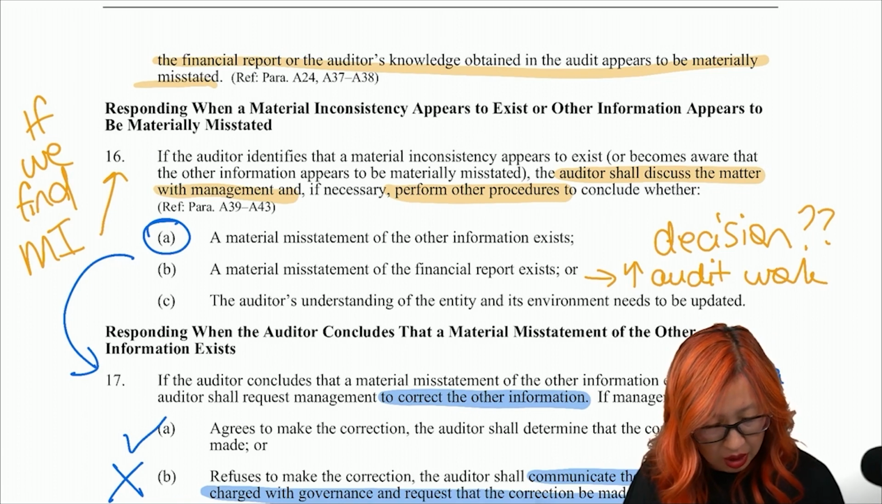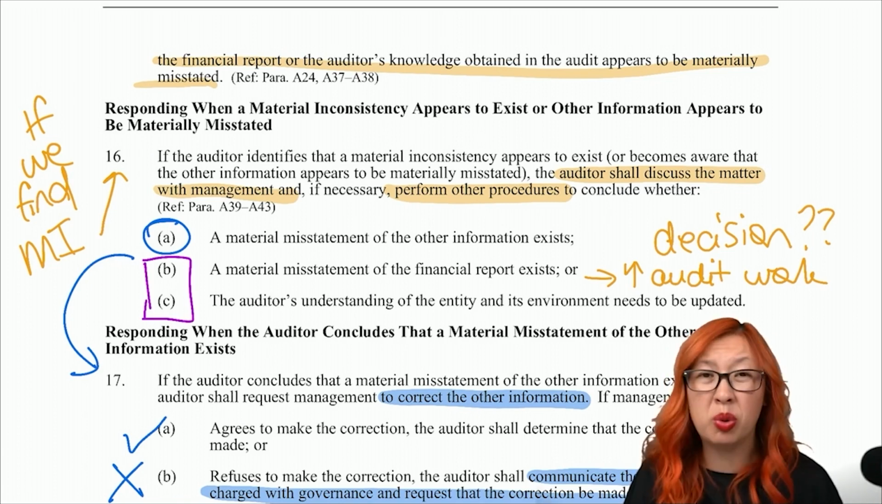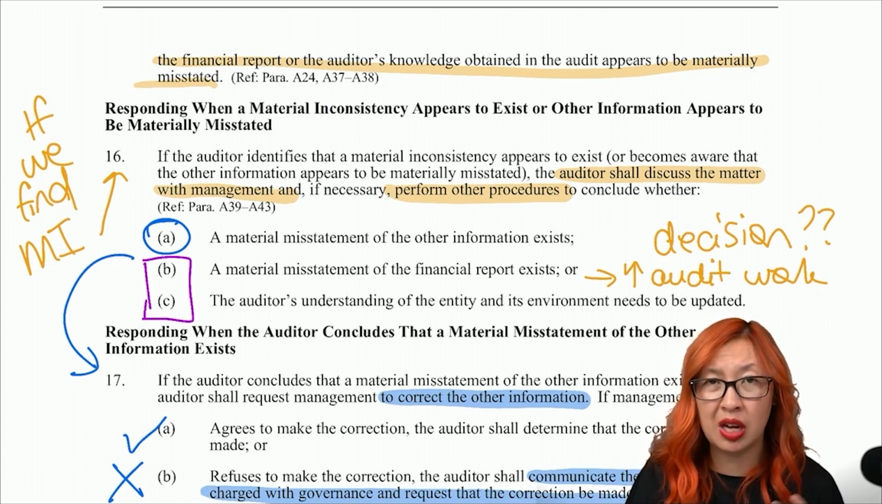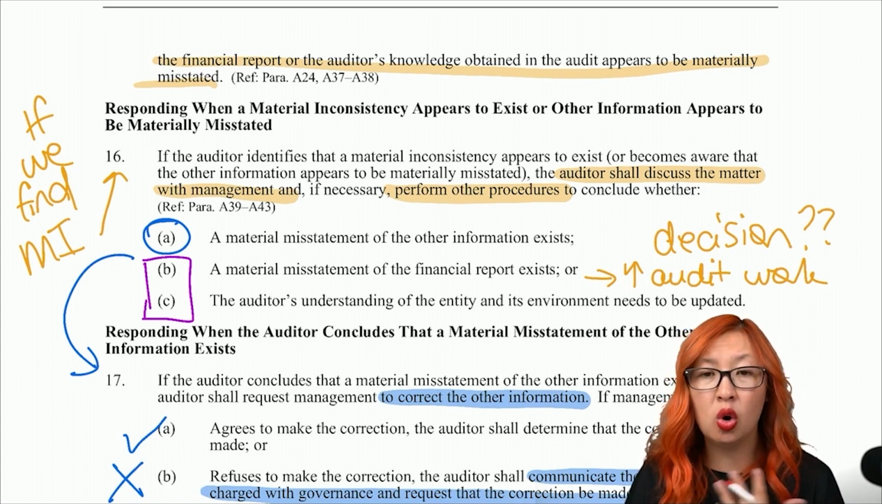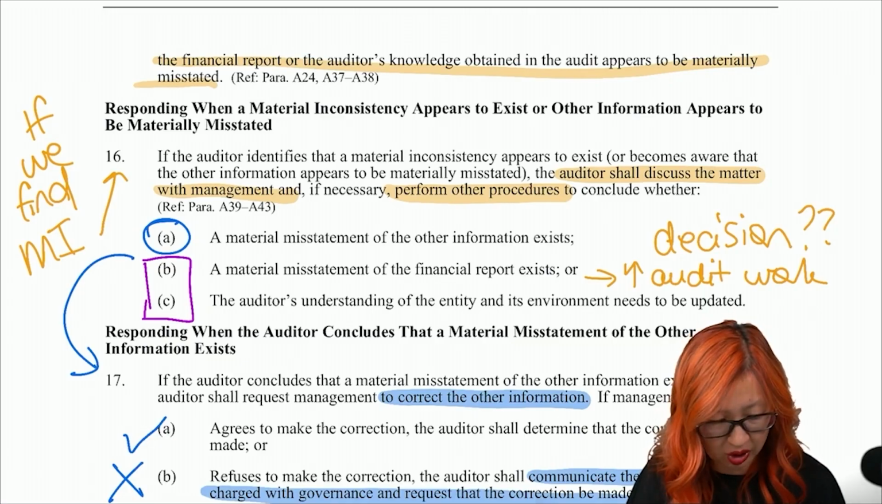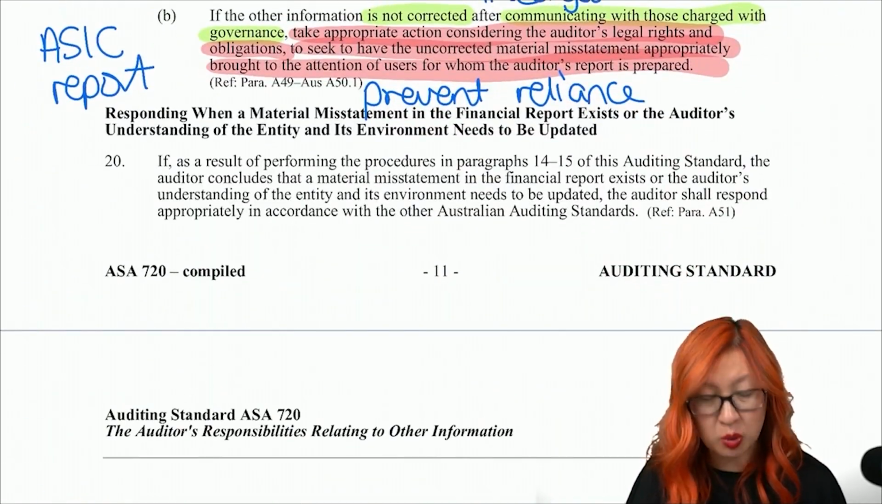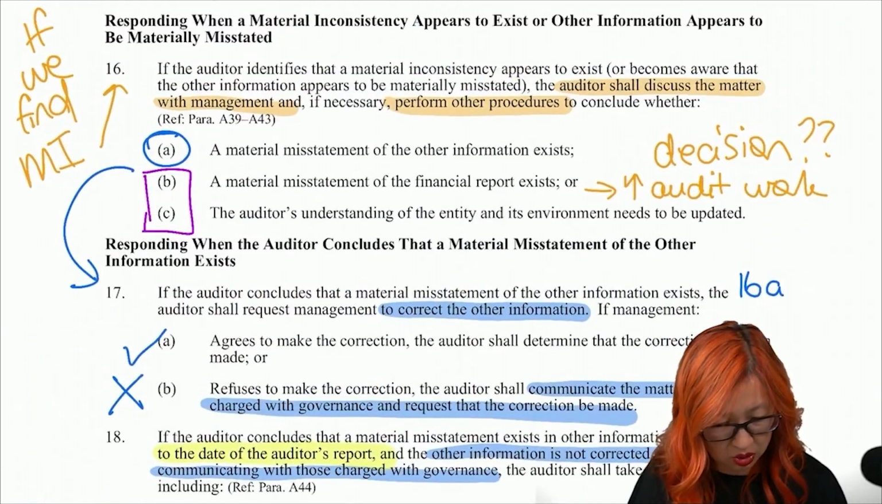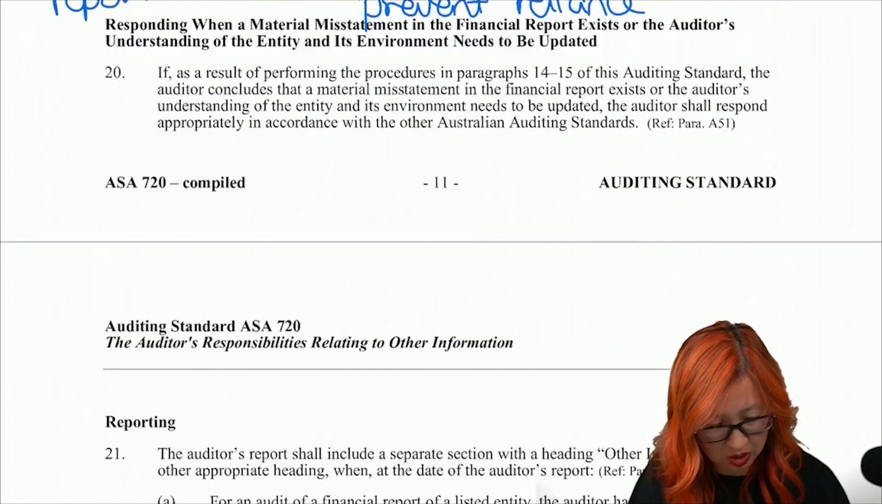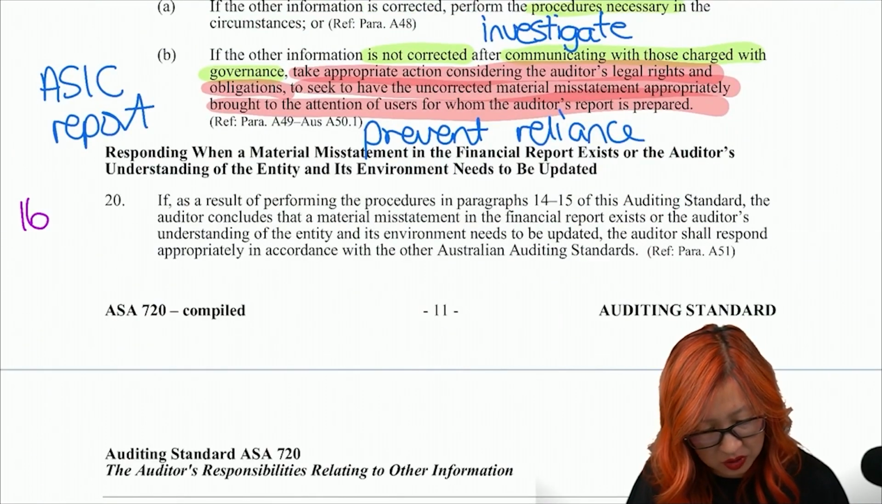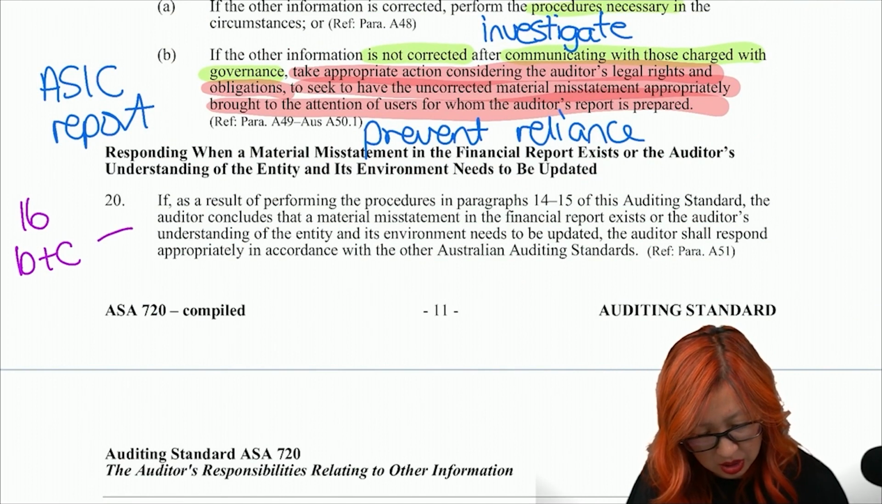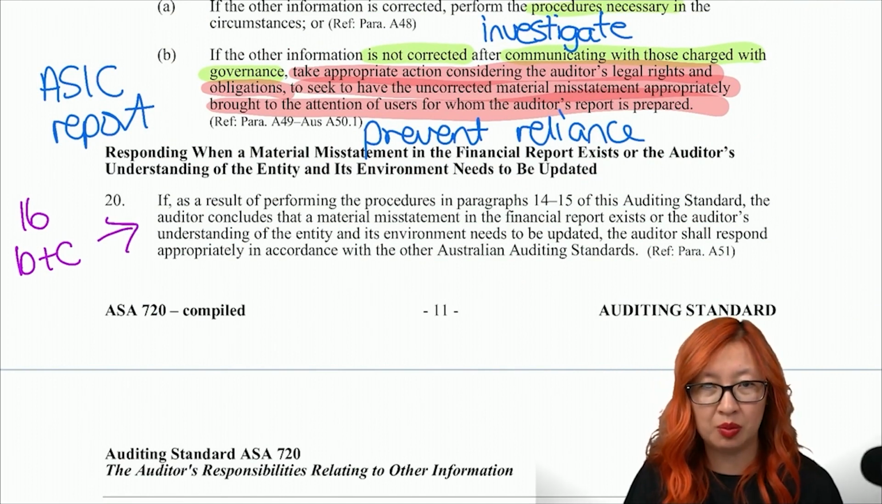Well, if there is an error in the financial report, and the other information was correct, the financial report is incorrect, or if I don't understand the client correctly, then that's when I go down to paragraph 20. So it's sort of 16, B, and C. Let me write that down here. So paragraph 16, B and C result in this option here.